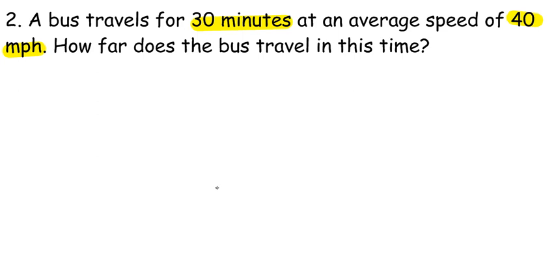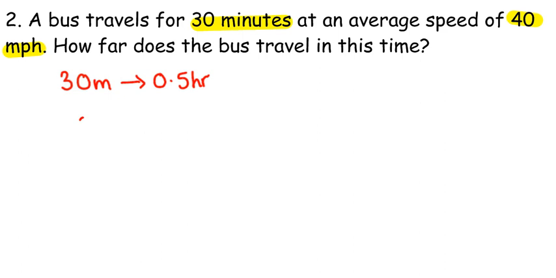We need to be comparing like with like. Now either I can change 30 minutes into an amount of hours, or I can do the slightly more difficult thing of changing 40 miles per hour into an amount of miles per minute. It's probably better that we just change the time in this case. 30 minutes is obviously half an hour. It's 0.5 of an hour.